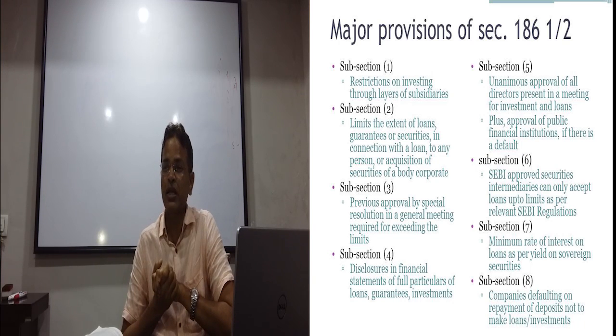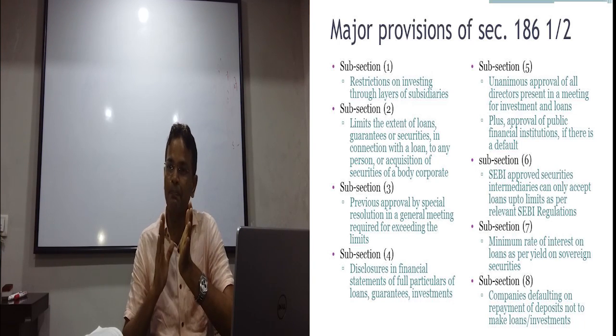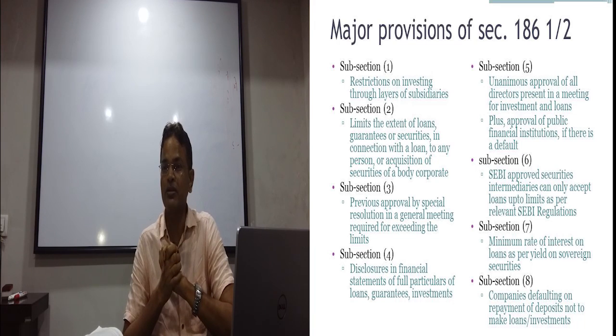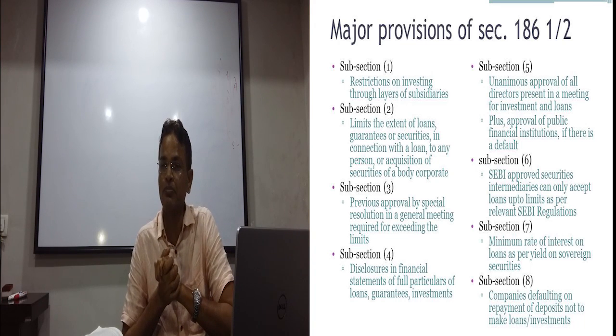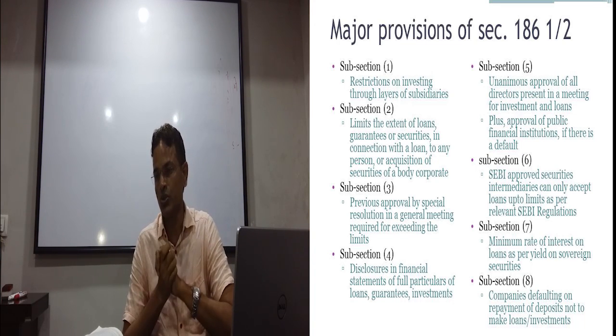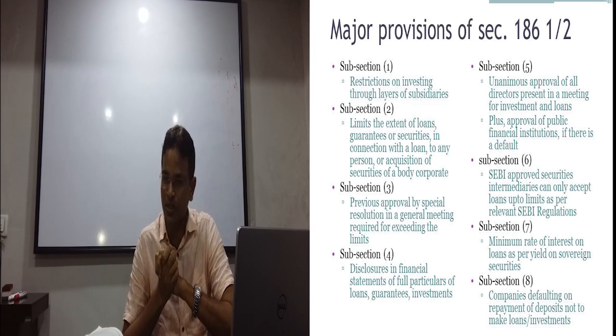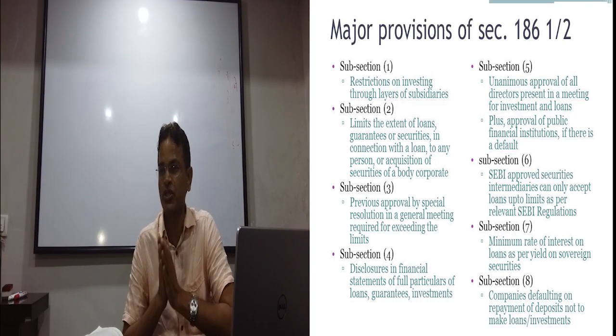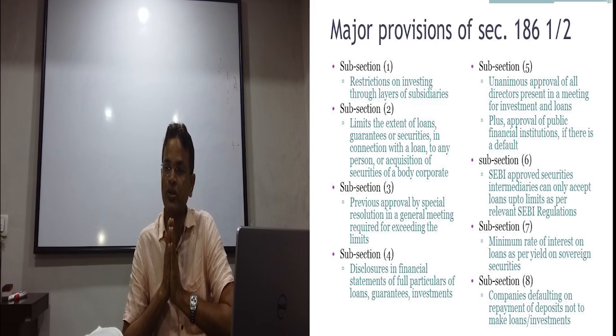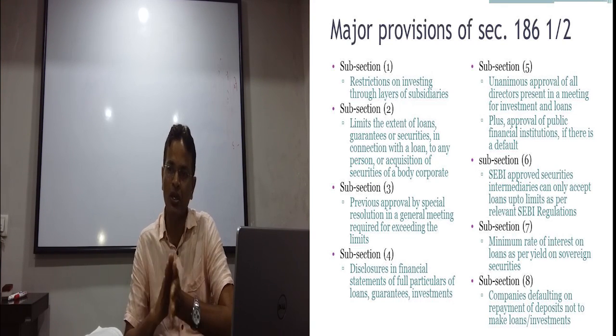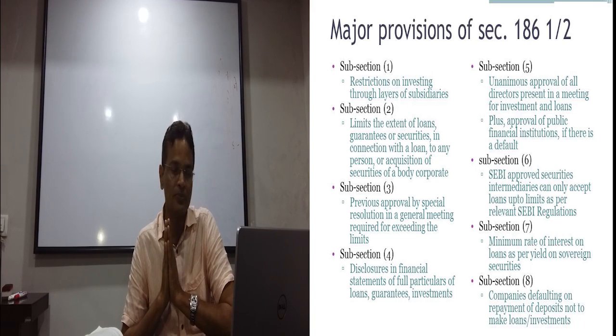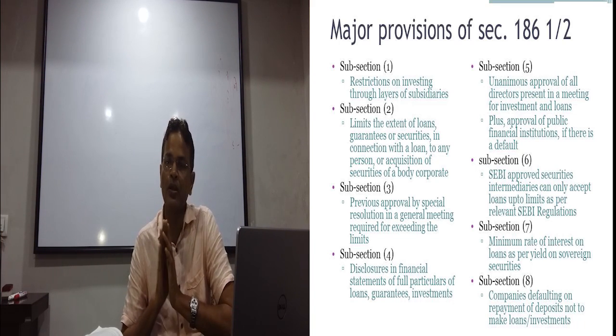Subsection 6 sounds like a very confusing provision. It's a limit on the powers of SEBI registered securities intermediaries from accepting loans as per SEBI regulations. There are apparently no such limits within which SEBI intermediaries may accept loans, but if SEBI chooses to put some restrictions, the restrictions would be applicable in terms of company law restrictions also.